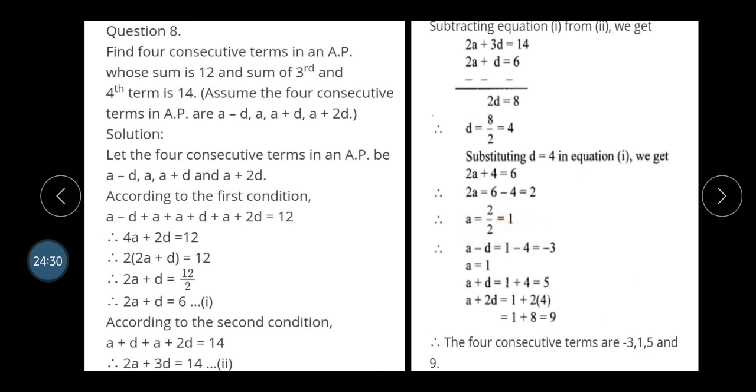Now we will be substituting in our terms. A minus D, that is 1 minus 4, since A is 1 and D is 4, is minus 3. A we got as 1. A plus D, that is 1 plus 4, is 5. A plus 2D is equal to 1 plus 2 into 4, because 2D means 2 into 4. So 2 fours are 8 plus 1, we get 9. Therefore the four consecutive terms are minus 3, 1, 5 and 9.